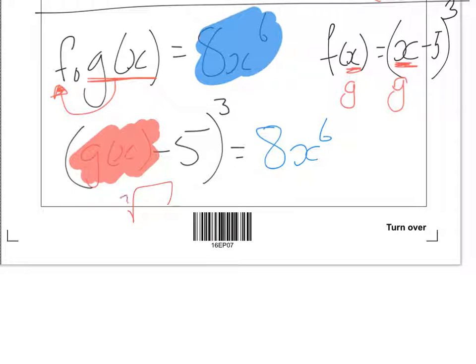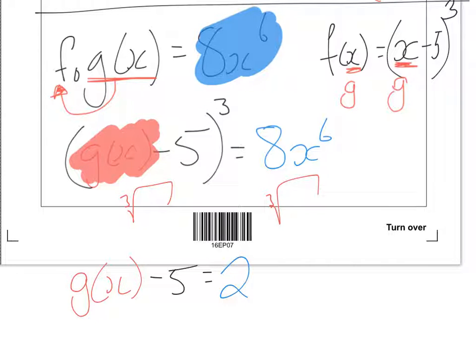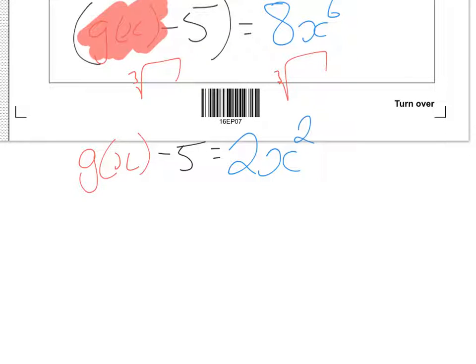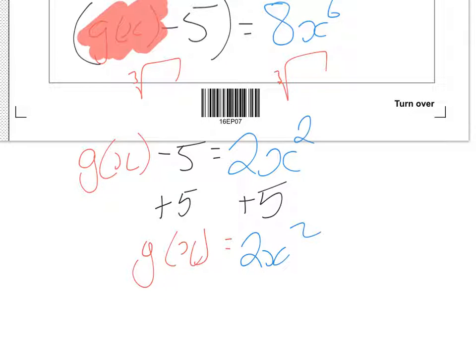I'm going to cube root both sides, and I get g of x minus 5 is equal to, well, this time I can do the cube root. So it's the cube root of 8x to the 6. The cube root of 8 is 2. And the cube root of x to the 6 is x squared. Nearly done. Should be fairly obvious how we're going to isolate g of x now. I add 5 to both sides, and I get g of x is equal to 2x squared plus 5.